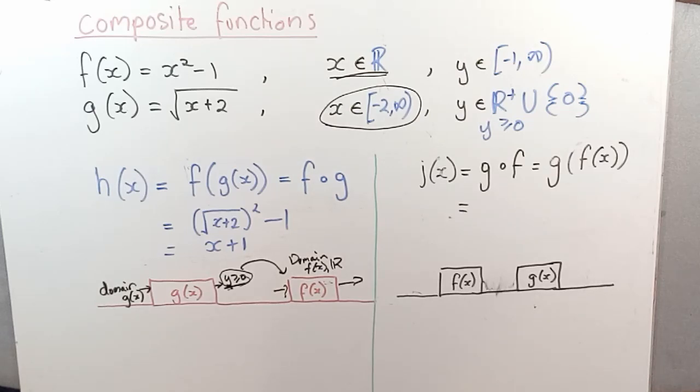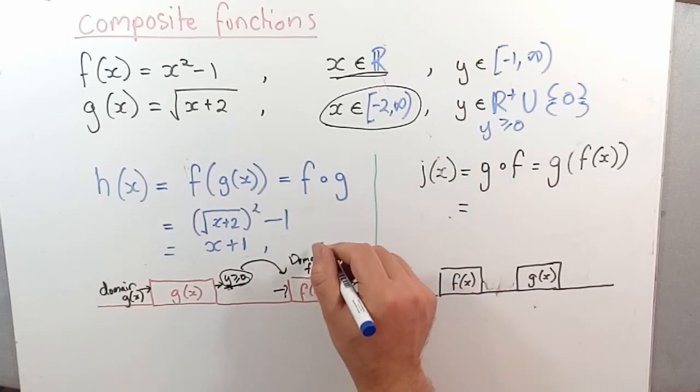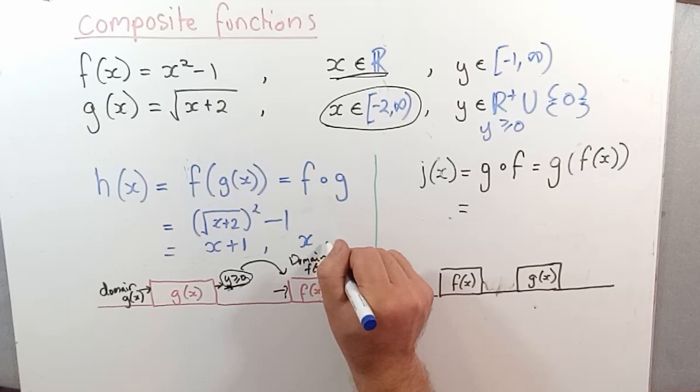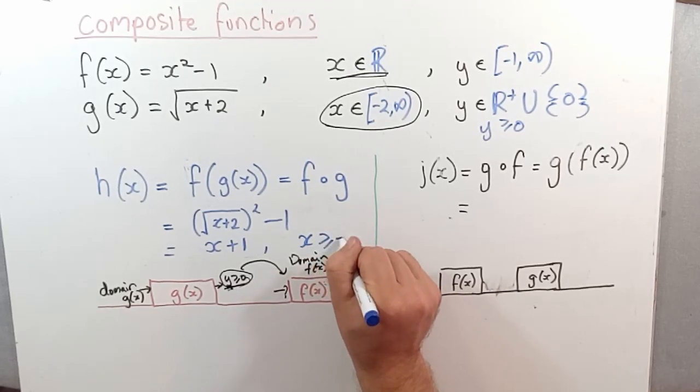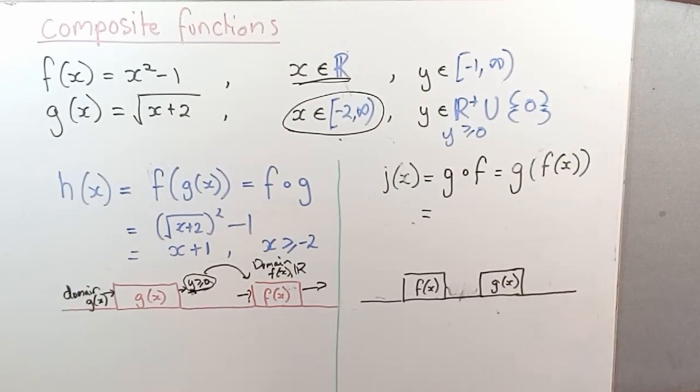So we're fine. Our domain is going to be the same as the domain of g of x here. So our domain for this h of x function is going to be x greater than or equal to -2. Same as this. All right, let's have a look at another one.